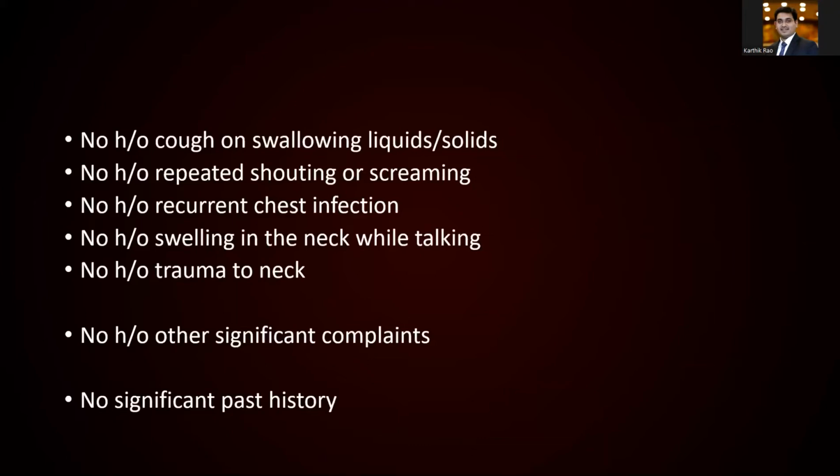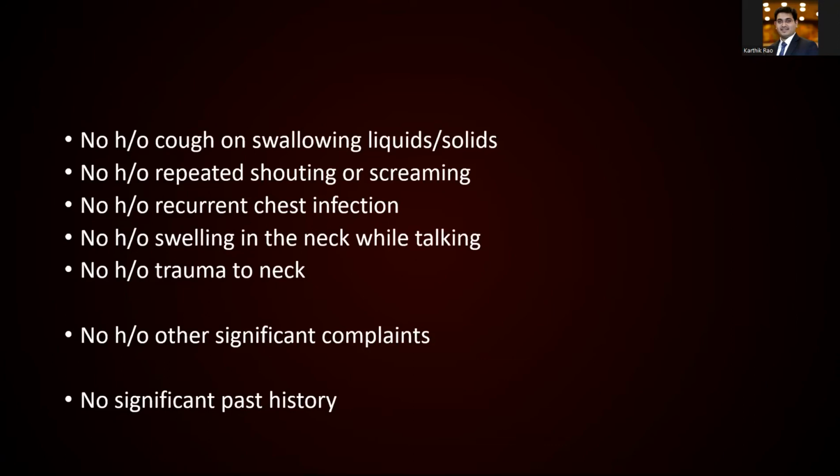I asked about history of repeated shouting and screaming because patients who shout and scream repeatedly in their work or home for a long time can have a benign vocal cord nodule. So I wanted to ask preemptively if the patient has this issue. I asked about recurrent chest infection mainly because he's a smoker, and second, I wanted to know if there is any silent aspiration, if the patient has had bouts of chest infection in the previous history.